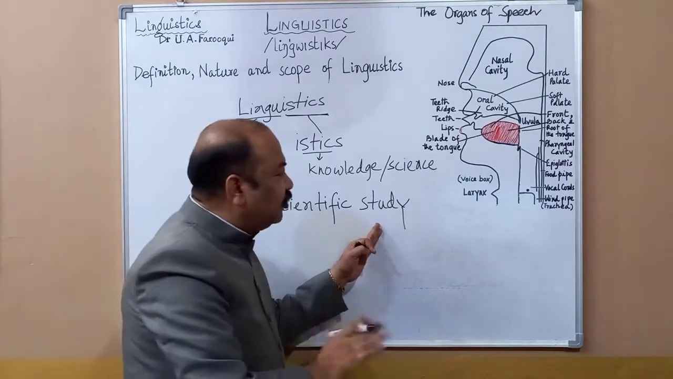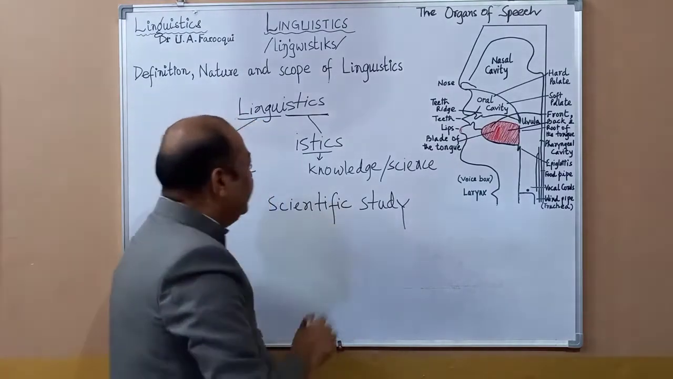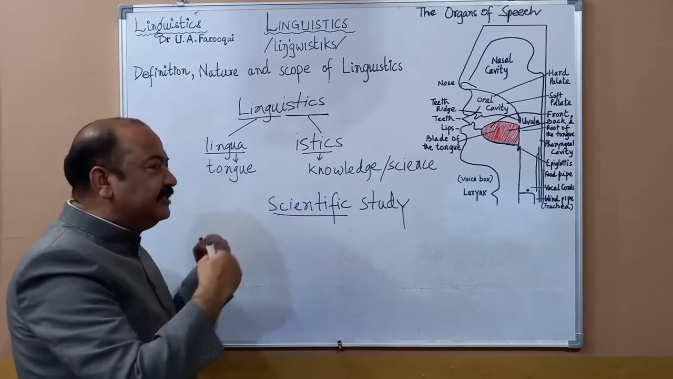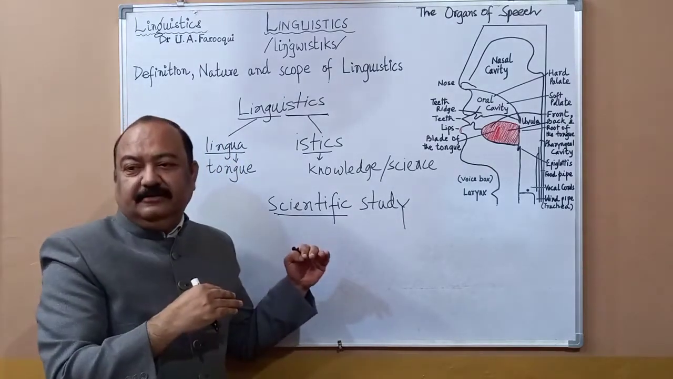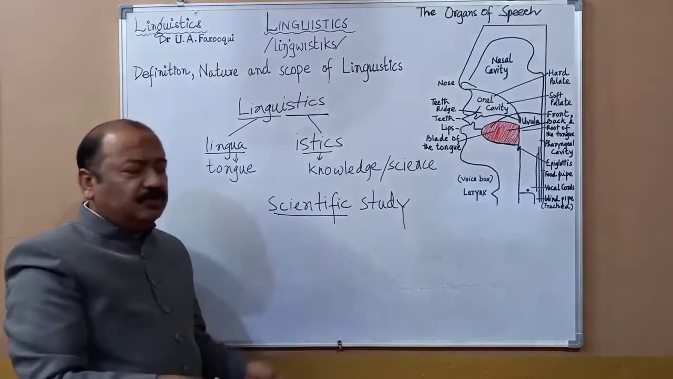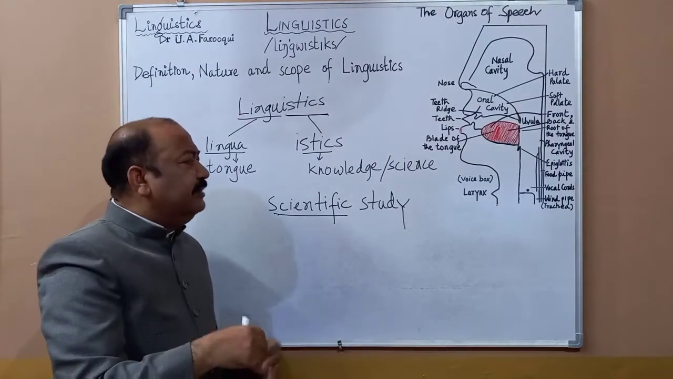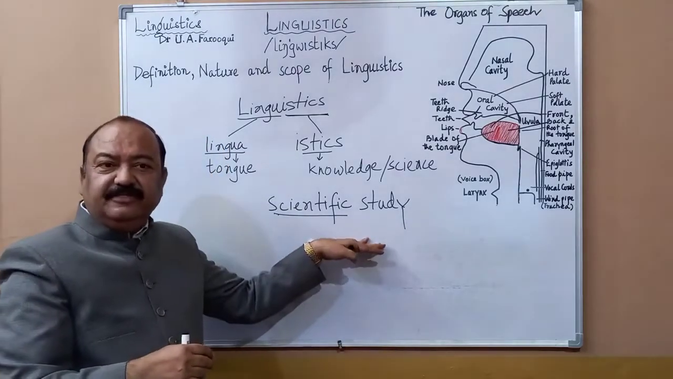We are not talking about animal language. We are just talking about human language. And this is scientific. Why? Because it is a systematic study. It is a kind of empirical study. It's based on observation, research, data collection, and then arriving at the conclusions towards the end. That is why it is a scientific study.